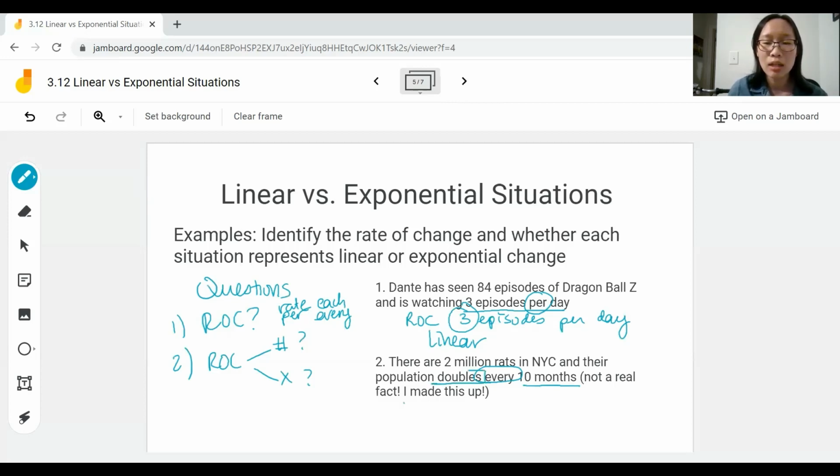And I don't see a number, but I do see a keyword double. And so my rate of change is that the population doubles every 10 months. And as I'm asking myself, is this a number or a multiplier? Doubles means 2 times, so this is a multiplier, and this tells me this is an exponential situation. Let's try 2 more.